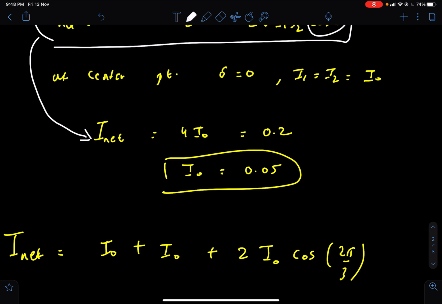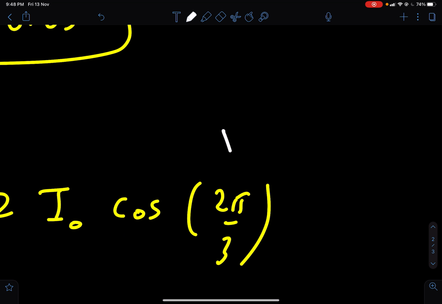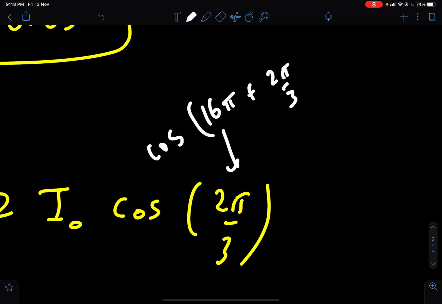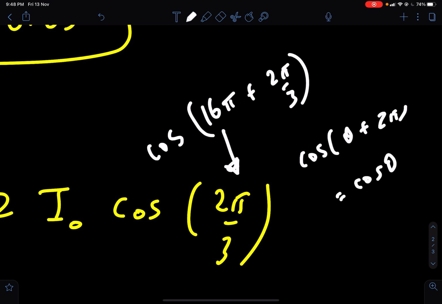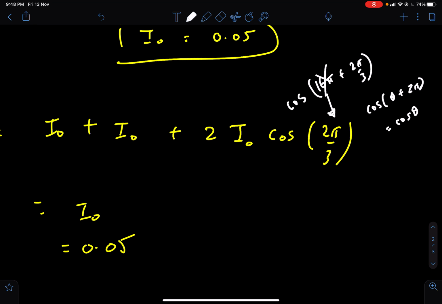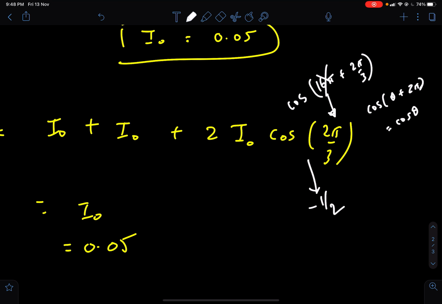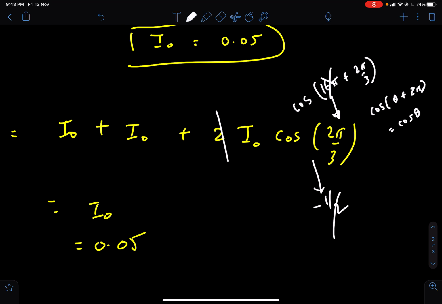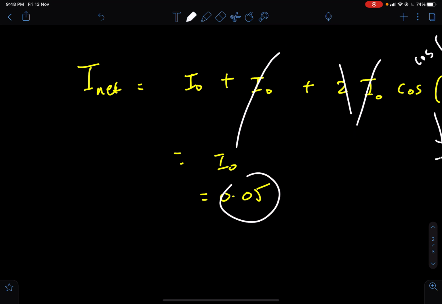Coming back to this point, which is at y equal to 0.5 centimeter, we have already calculated the phase difference to be equal to 16 pi plus 2 pi by 3. So let us substitute here 16 pi plus 2 pi by 3. Actually, although I should be substituting 16 pi plus 2 pi by 3, here I have substituted only 2 pi by 3, because cos of theta plus 2 pi is anyway equal to cos theta only. So you can ignore integral multiples of 2 pi. This will not affect the cosine value. So cos of 2 pi by 3 is minus half. So half and half get cancelled. We get minus I0, so I0 only, 0.05. So this is the answer.